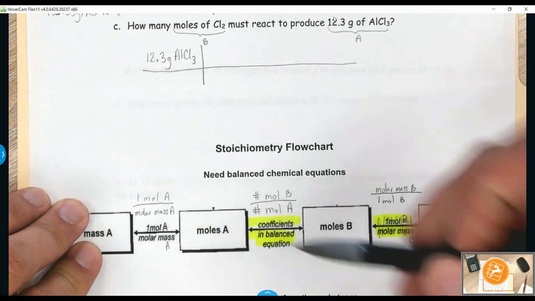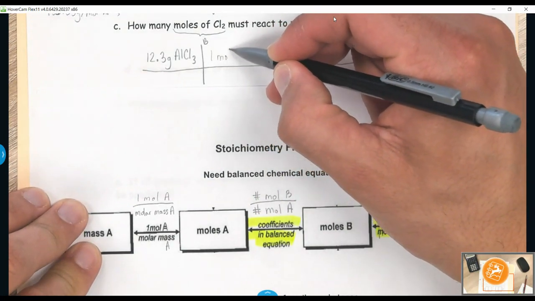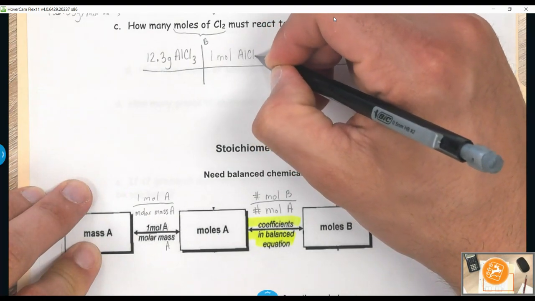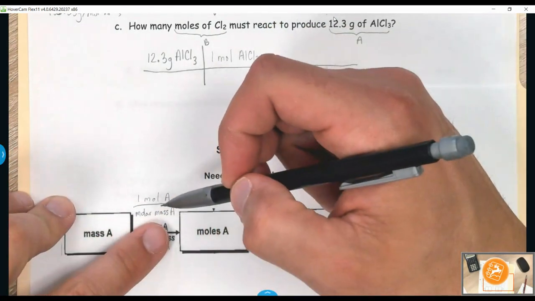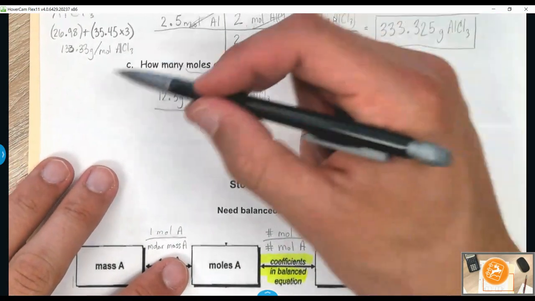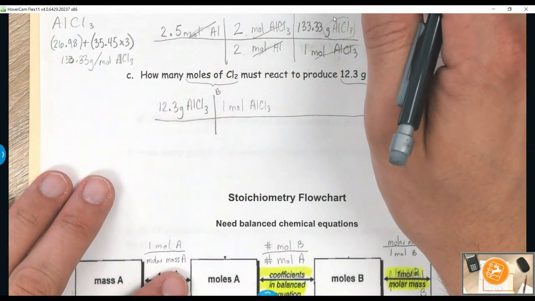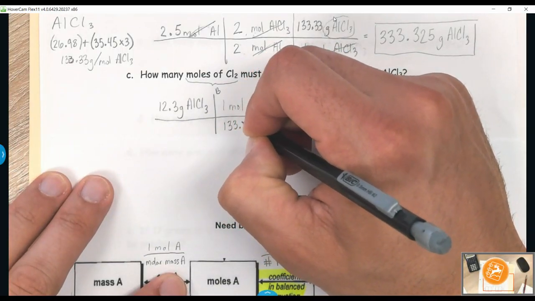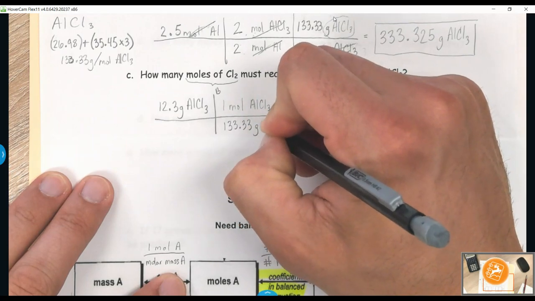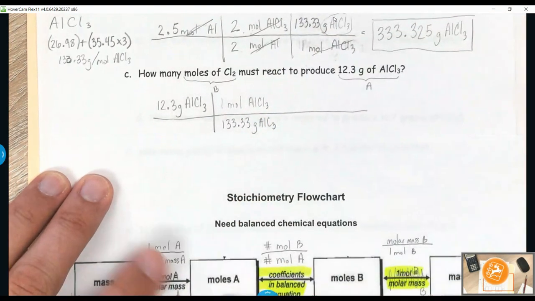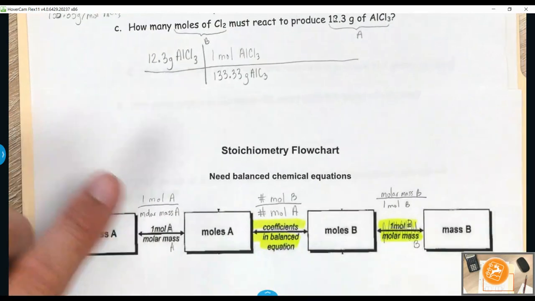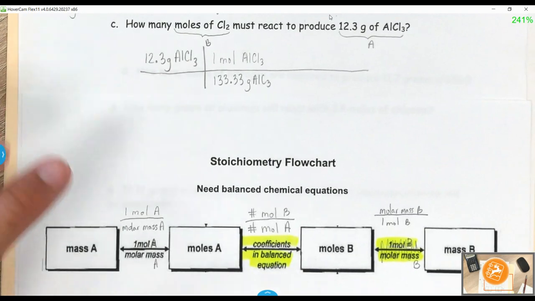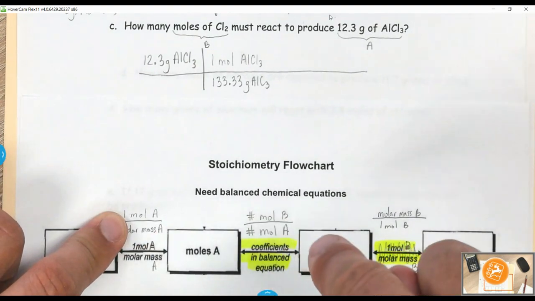All right, so let's take a look. 1 mole of substance A has to go on top. So A was the aluminum chloride. So 1 mole of aluminum chloride on top, over the molar mass of substance A. Well, guess what? We found that in the problem above, so that saves us a little bit of time. 133.33 grams aluminum chloride. So that was my first conversion that I needed to make. The second conversion would be this guy.